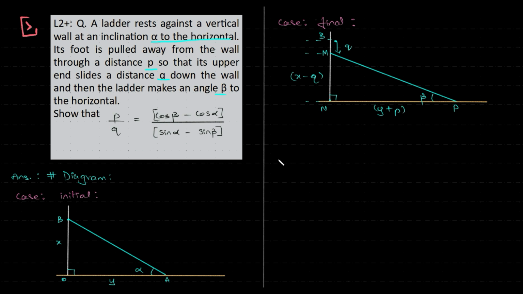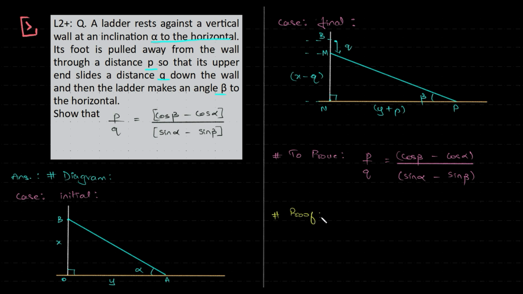Okay, so let's start off with the working, or to prove. Actually, we need to write what we need to prove. To prove p by q is equal to cos of beta minus cos of alpha divided by sin alpha minus sin beta. So basically get an expression for p and q, divide it, and the answer will turn up by itself.